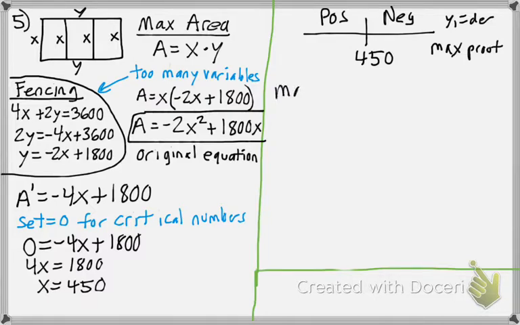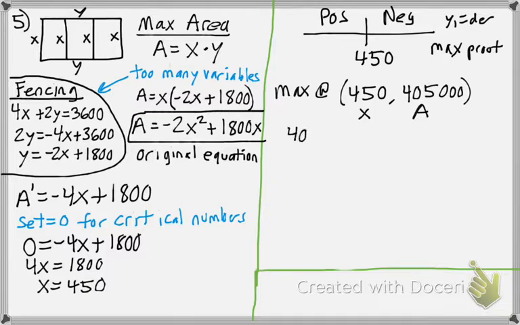So the max is at 450 for the x, and the area is going to be, if you plug x into the original equation, 405,000. So the question is specifically asking for the max area that she can enclose. So that will be the 405,000. And this is square meters.